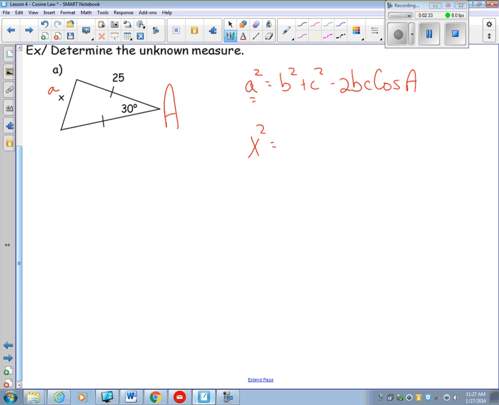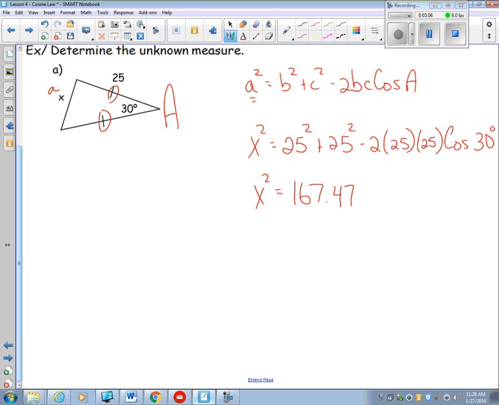a is x, b is 25, and notice that in this case they're definitely interchangeable because they're both the same size. But even if they weren't, b and c are totally interchangeable. So 2 times 25 times 25 times the cos of my angle. My angle is 30. Okay, I'm going to punch this all in my calculator at one time, exactly the way it looks. 25 squared plus 25 squared minus 2 times 25 times 25 times cos 30. If I do that, I get 167.47.